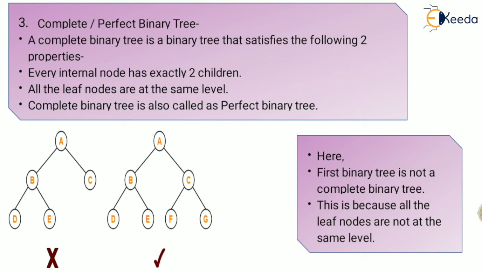And in the second figure, every node has two children, but it is still not a complete binary tree, because all leaf nodes are not at the same level. If they are at the same level, then it is a complete or perfect binary tree.